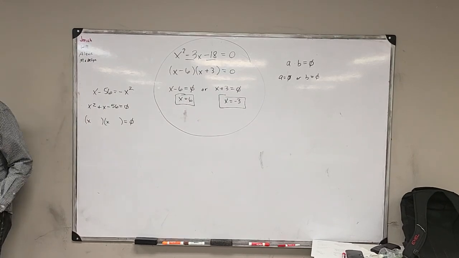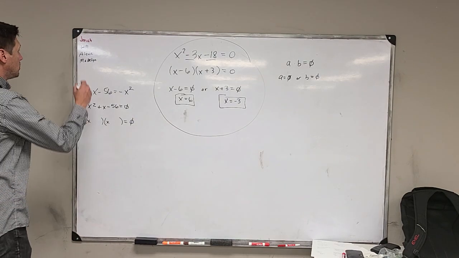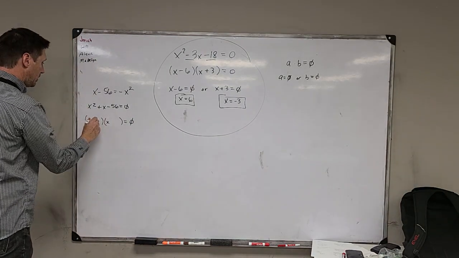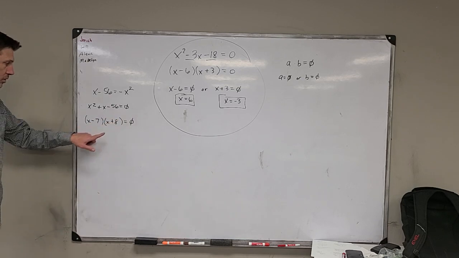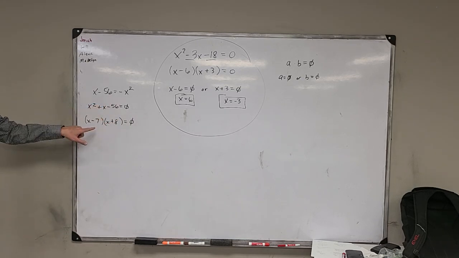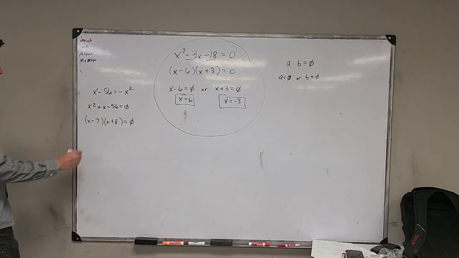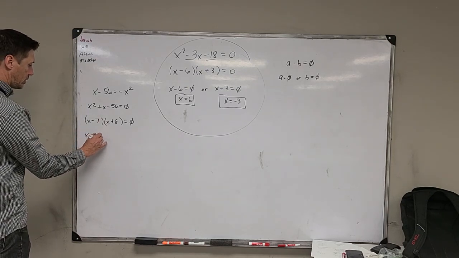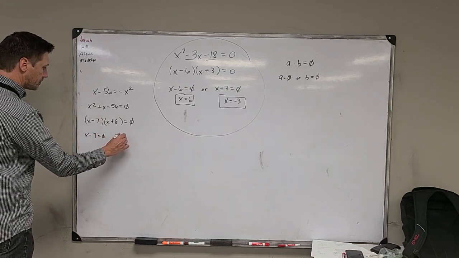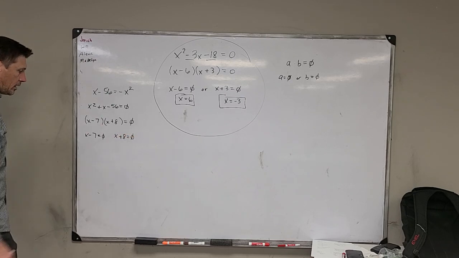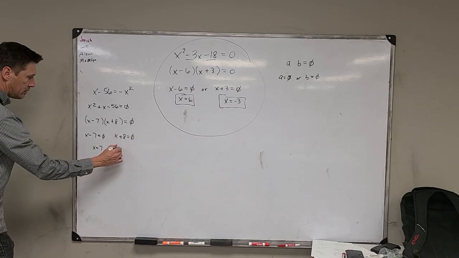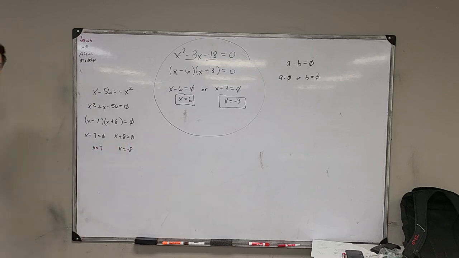Negative 7 and positive 8, right? Does everybody see that? If I do negative 7 and positive 8, multiplying those together will give me negative 56. Adding those together will give me the positive 1 that I need for the coefficient of the x. And now we're going to set both of those equal to 0 in order to see what x has to be. When I solve for it, I get x equals 7 and x equals negative 8. Does that make sense?